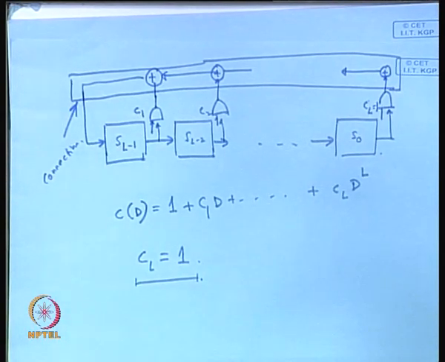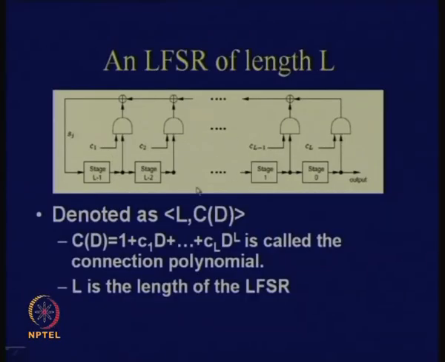So, this is how it looks, and this is a better diagram for the same thing. This is denoted as (L, C(D)). L is the length and C(D) is your connection polynomial, which works out like this. And what is L? L is the length of the LFSR. This tuple essentially defines a corresponding LFSR.